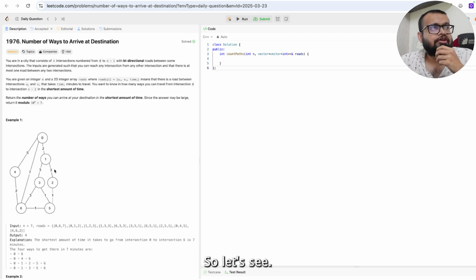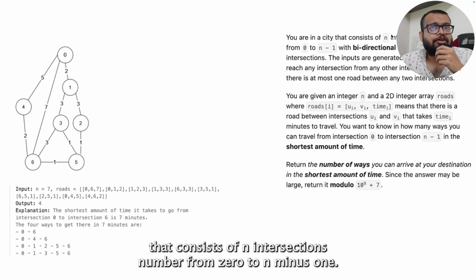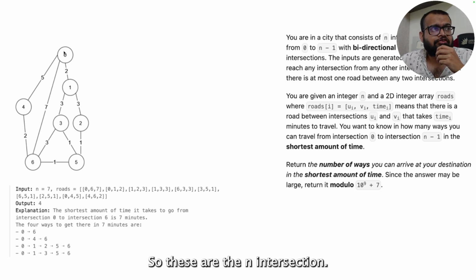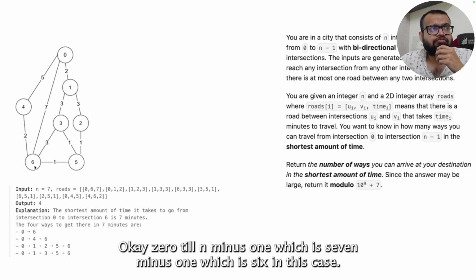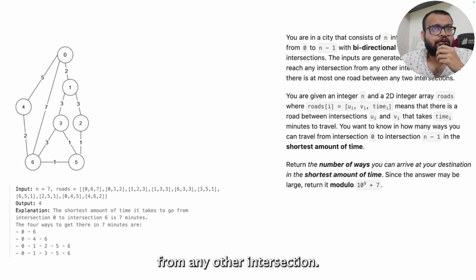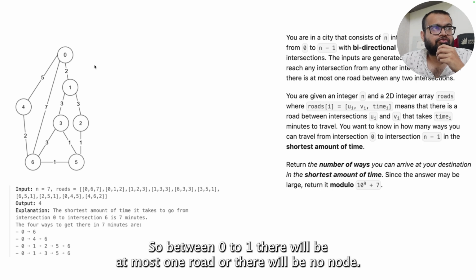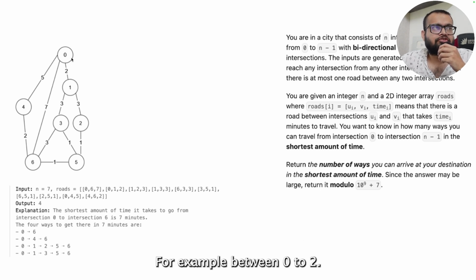So the problem statement says that you are in a city that consists of n intersections numbered from 0 to n minus 1. So these are the n intersections, 0 till n minus 1, which is 7 minus 1, which is 6 in this case. The inputs are generated so that you can reach any intersection from any other intersection. There is at most one road between any two intersections. So between 0 and 1, there will be at most one road or there will be no road. For example, between 0 and 2, there is no road, right?